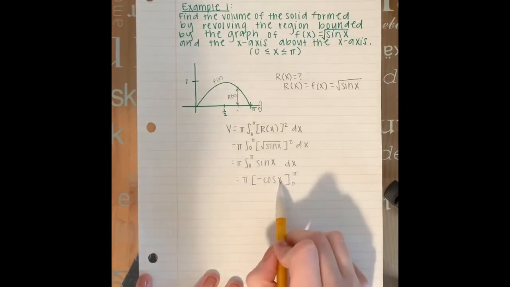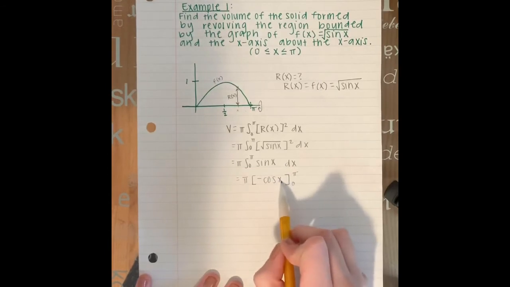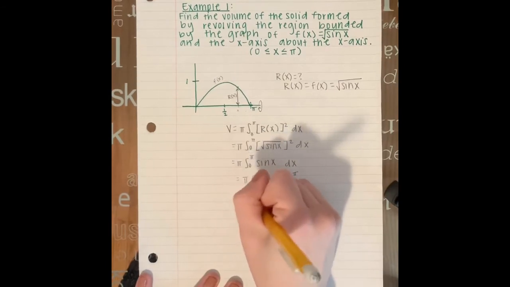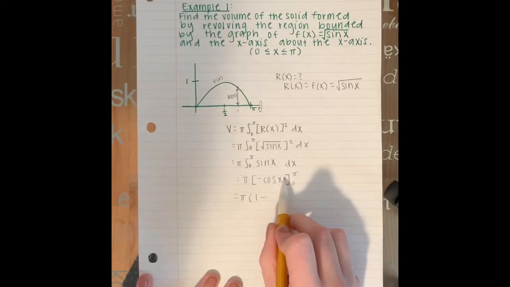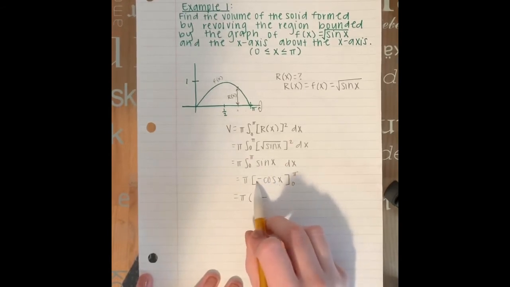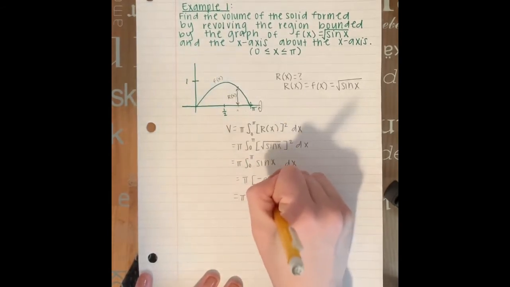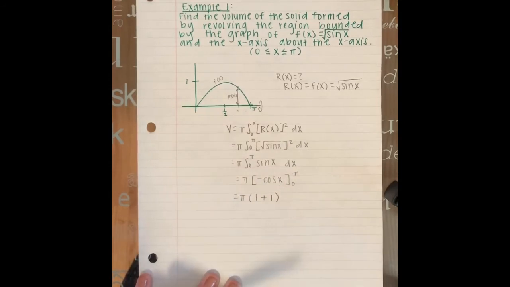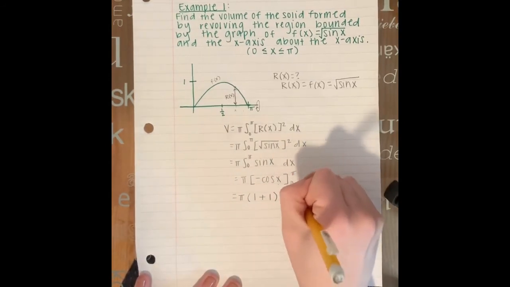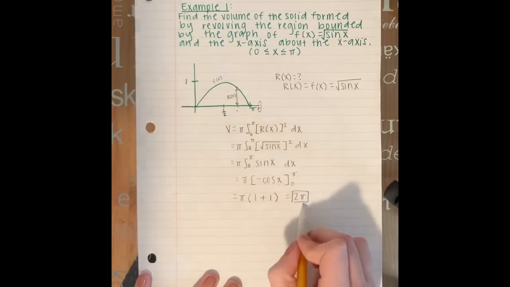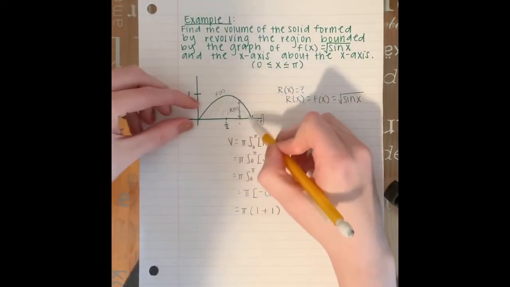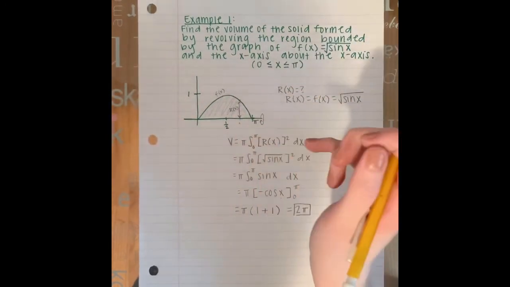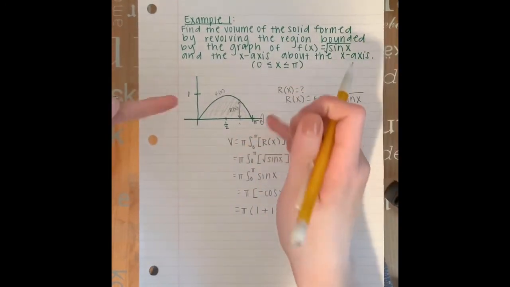So plug in pi to cosine x, and you'll get -1. So negative of negative 1 is just 1. So I'll have pi times 1 minus, plug in 0. Cosine of 0 is +1. So I'd have negative, +1. So minus -1. So that would equal 2 pi. So 2 pi is going to be the volume of, if I took this solid shape and rotated it about the x-axis and formed that spherical looking shape.